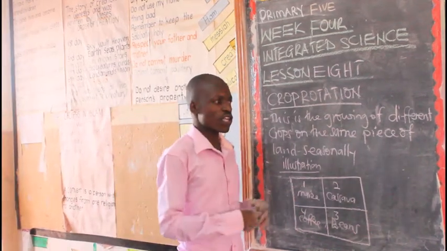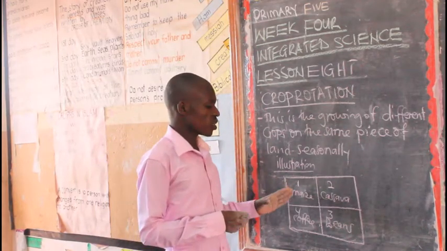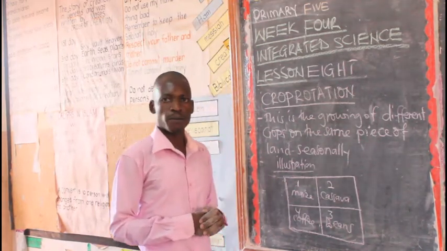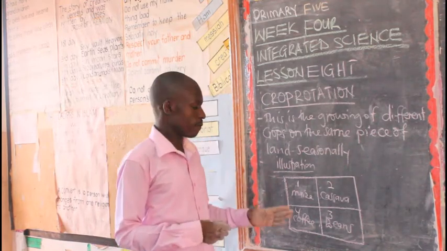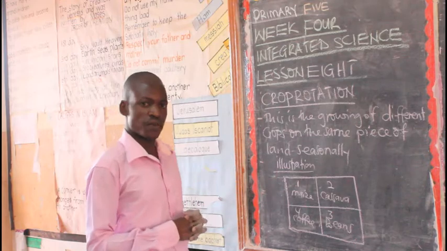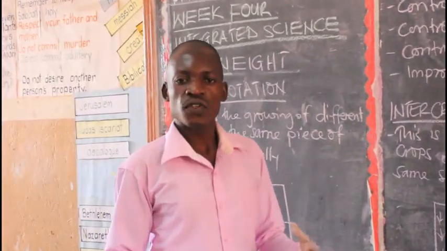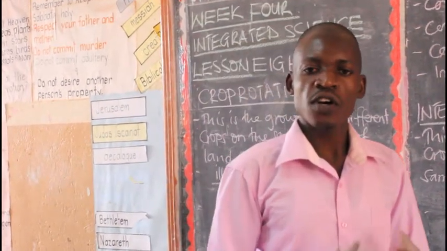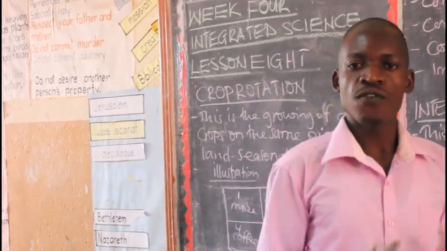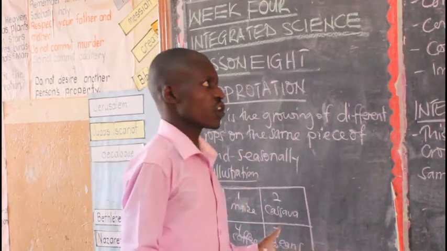Now, how does crop rotation control soil erosion? One, this crop rotation involves the cover crops. Cover crops like beans, cover crops like sweet potatoes. They provide vegetation cover that reduces the strength of raindrops, also reduces the speed of flowing water. That's how they control soil erosion.